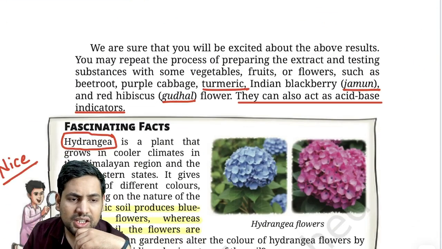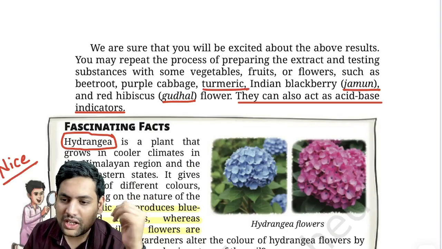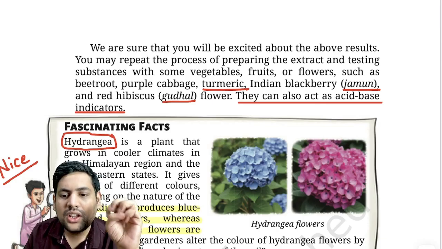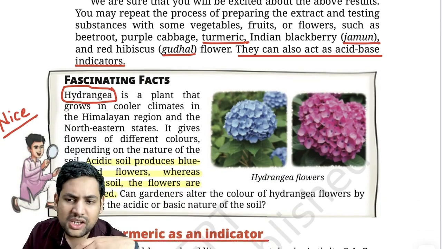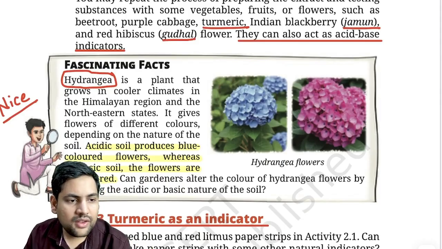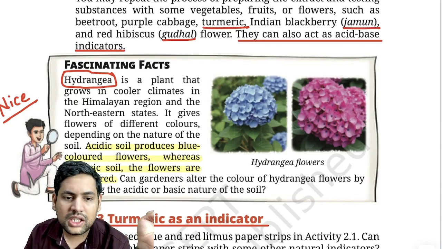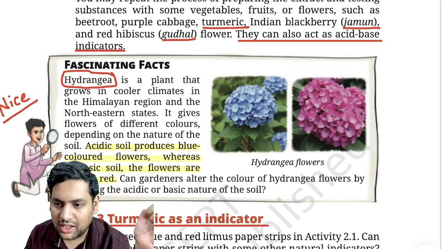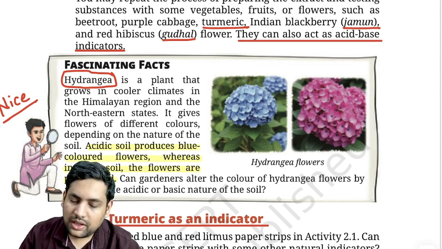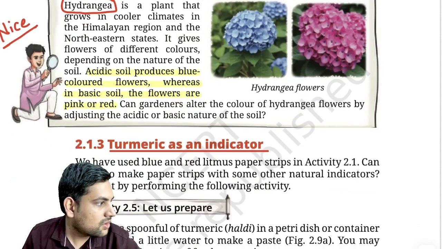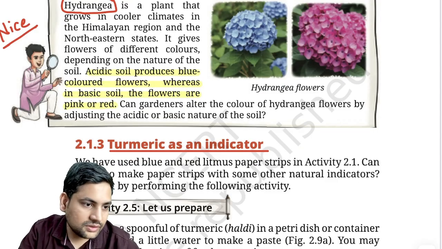Now similarly, there are many substances like this. There is turmeric, jamun, gudhal is a flower. All that can do similar things with respect to acid or bases. Then it talks about a very special flower that is found mainly in the northeastern and Himalayan regions. This flower's color actually depends on what kind of soil it is.